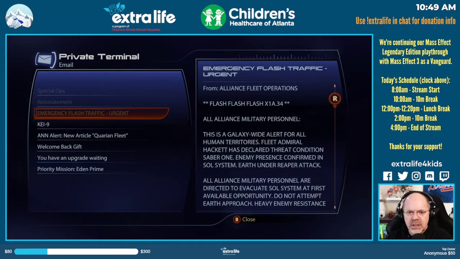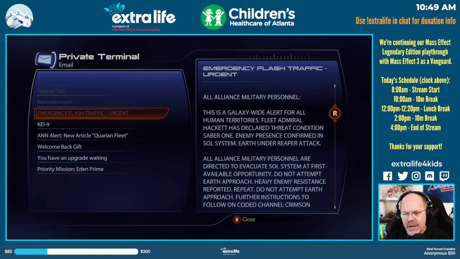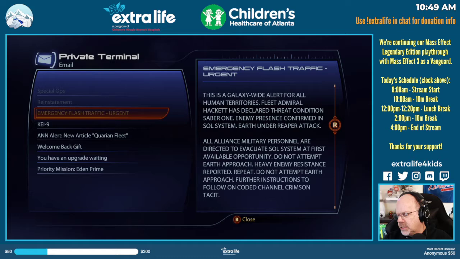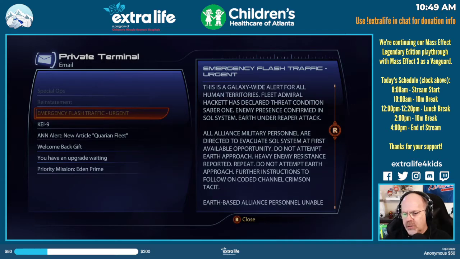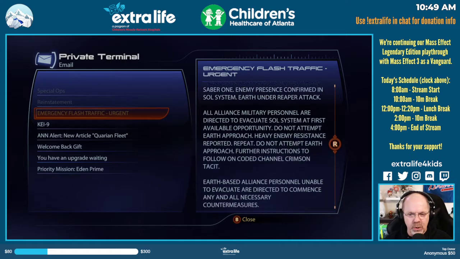Emergency flash traffic. Urgent. From Alliance Fleet Operations. Flash. X-18.34. All Alliance military personnel. This is a galaxy-wide alert for all human territories. Fleet Admiral Hackett has declared threat condition Saber 1. Enemy presence confirmed in Sol System. Earth under Reaper attack. All Alliance military personnel are directed to evacuate Sol System at first available opportunity.